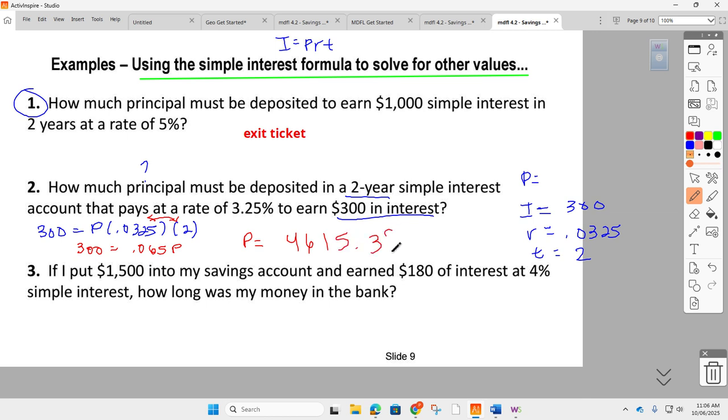It's money. It should get a dollar sign, and we should round to that second place value.